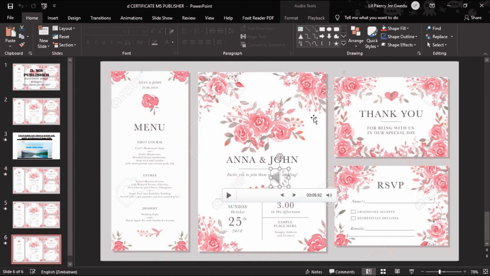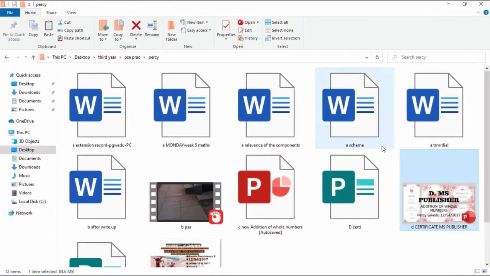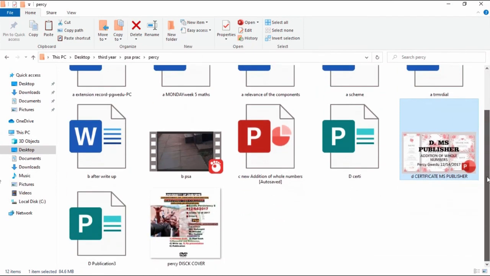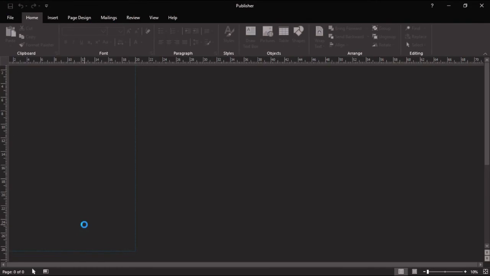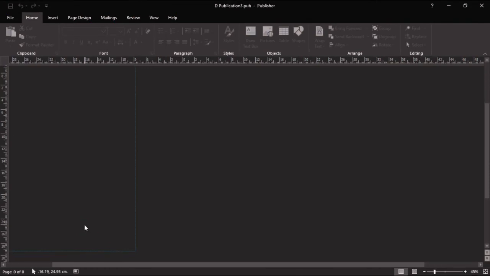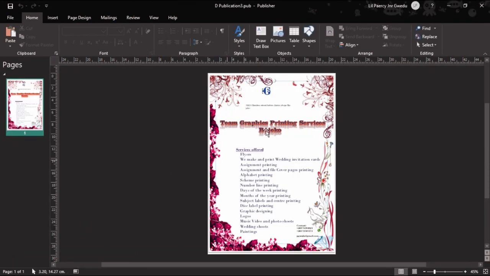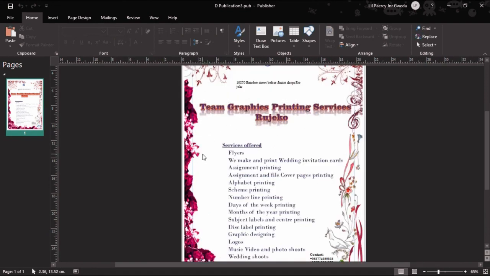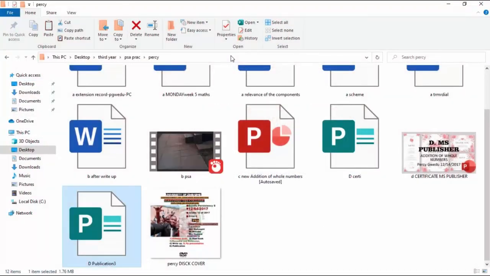Okay, so you play to the end, then we close on D, and I think we are done. Okay, so this is a brochure that I made, and a lot of things that I had made.